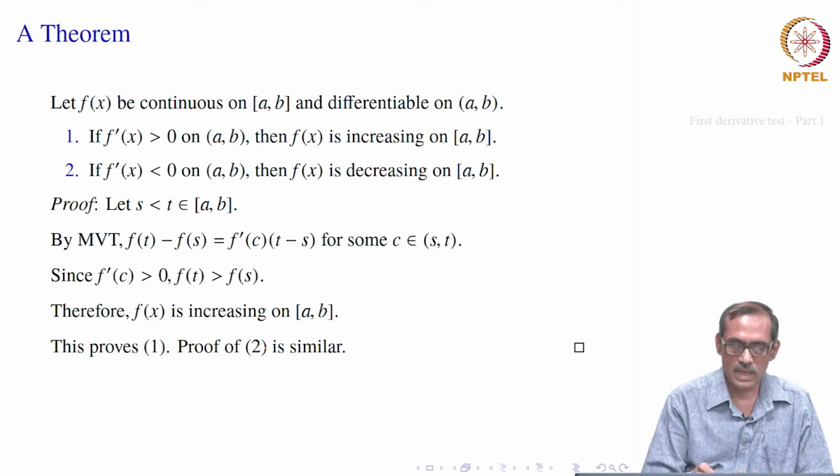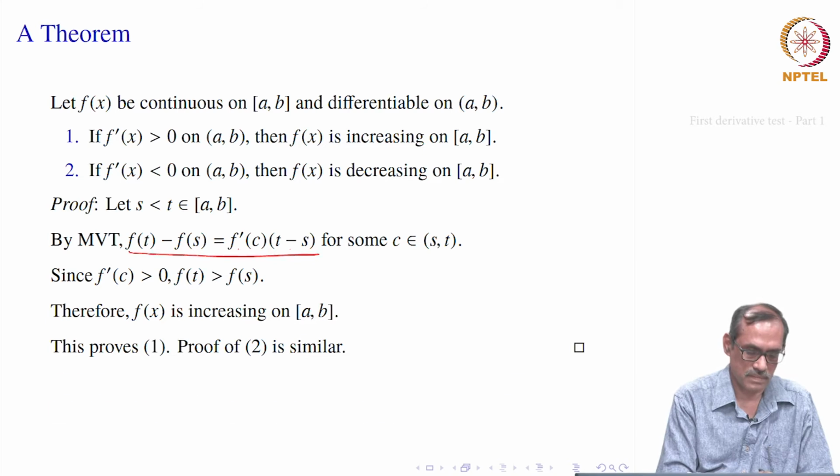Now, similarly, if you take the other one, f prime x is less than 0, again from the mean value theorem you will see that f prime c is negative, this is positive. So, the right side is negative, therefore, f(t) is less than f(s) and f is decreasing.